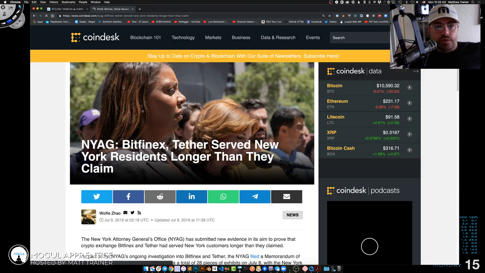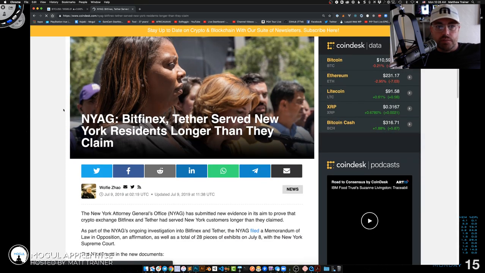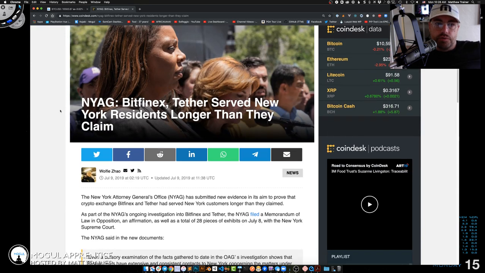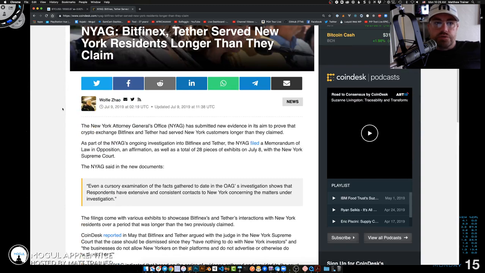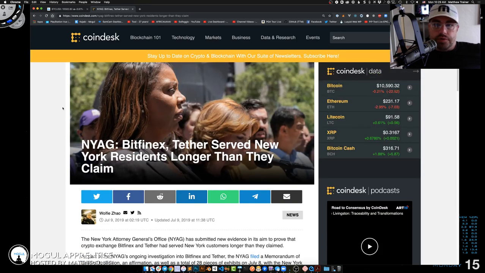So the New York Attorney General just the other day says that Bitfinex and Tether served New York residents longer than they claimed. But what this boils down to is a jurisdictional issue where Bitfinex is an illegal exchange in most countries. And it's definitely illegal in the United States, and certainly illegal where it was banned in New York. But what's happened is they found out that they were serving New York customers anyway.